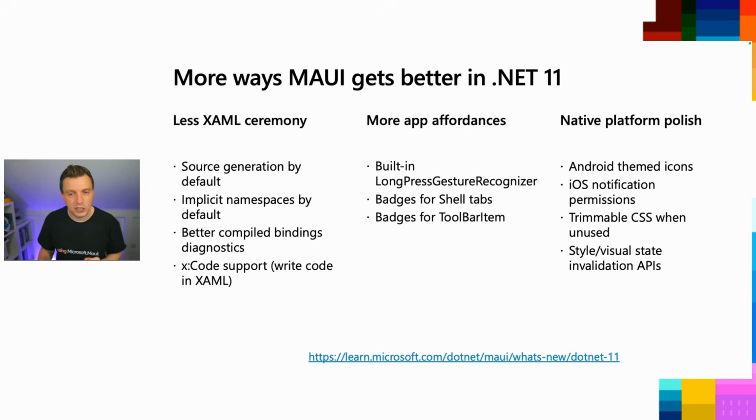Built-in long press gesture recognizer. We now have badges on shell tabs, so on your tab pages, you can have little badge values, just like the push notifications on the app icons on the home screen. Same thing for the toolbar item, and more implementation of more cool things. Android themed icons, whenever you have the home screen set to a monochrome styling, that can be done with your .NET MAUI app right now. More permissions, trimmable CSS so that your app size will go down whenever something can be trimmed off, and lots of cool other things.